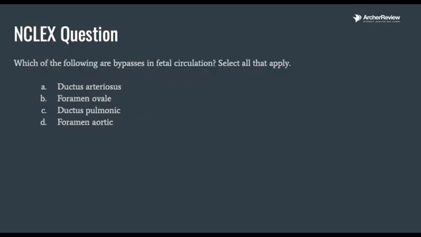Which of the following are bypasses in fetal circulation? Select all that apply. A, ductus arteriosus. B, foramen ovale. C, ductus pulmonic. Or D, foramen aortic.